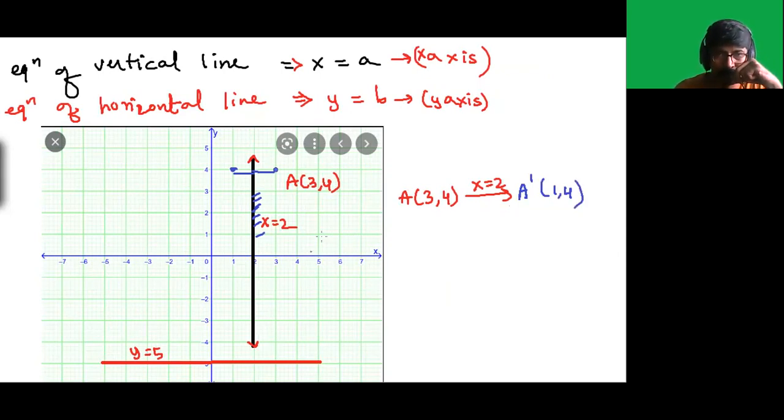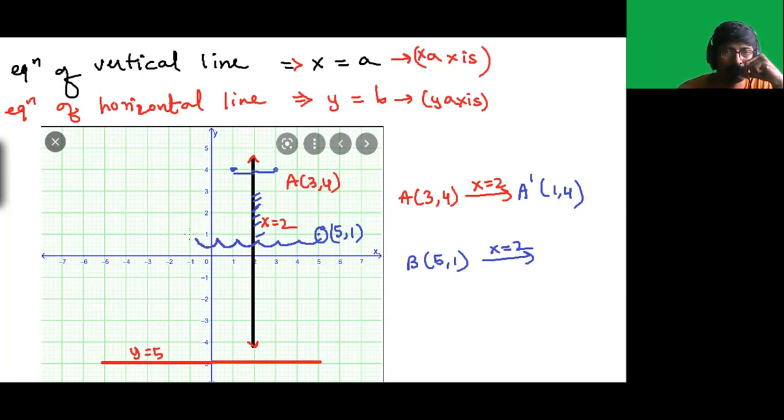Suppose this point is (5, 1). Say point B is (5, 1). When it reflects under the line x = 2, how many units away is it? 3 units. These 3 units will go over here: 1, 2 and 3. So this is the reflection over here, (-1, 1). So B prime will become (-1, 1). You understood, guys?